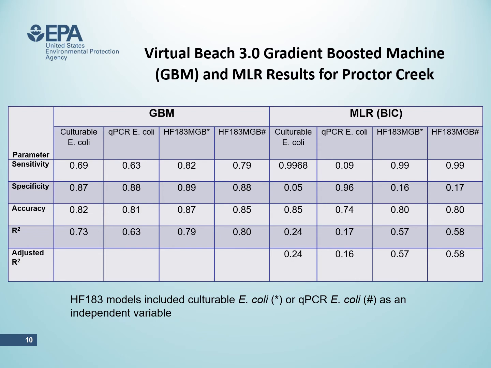It is to notice that the human marker, the HF183, was modeled using the influence of both the culturable E. coli for the first column and the influence of the qPCR E. coli on the signal. So basically we wanted to determine the relationship of the culturable and qPCR E. coli on the presence of the human marker in the system. The results indicate that the GBM is far better than the MLR based on the general statistics, but particularly the R-square. We obtained an R-square of 0.6 to 0.8 with GBM across the different targets.